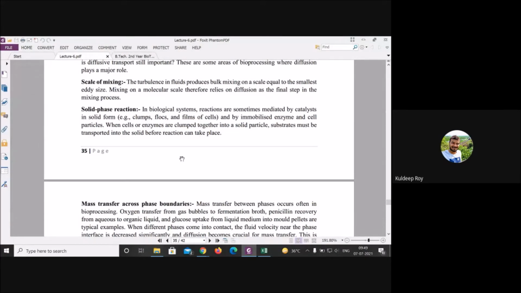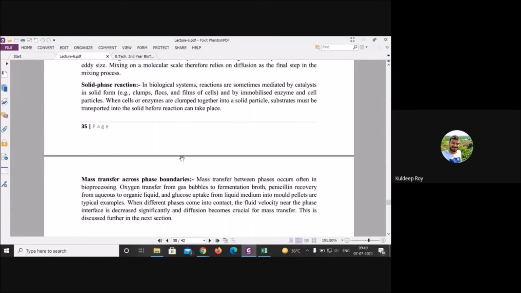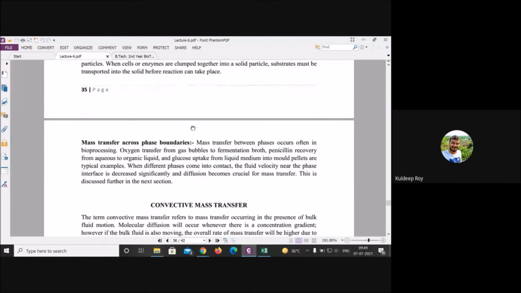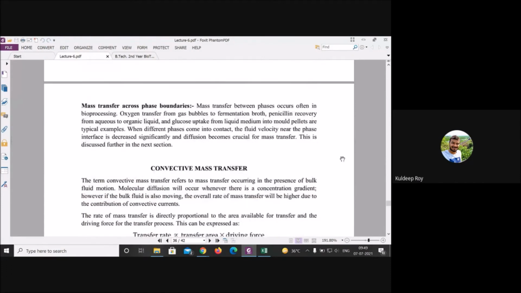Okay. Now the second is mass transfer across phase boundaries. Mass transfer between phases often occurs in bioprocessing. Oxygen transfer from gas bubbles to the fermenter broth, penicillin recovery from aqueous to organic liquid, and glucose uptake from liquid media into mold pellets are typical examples.